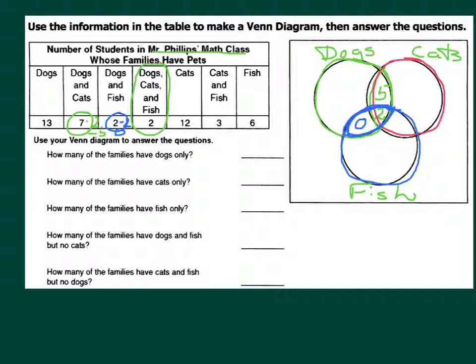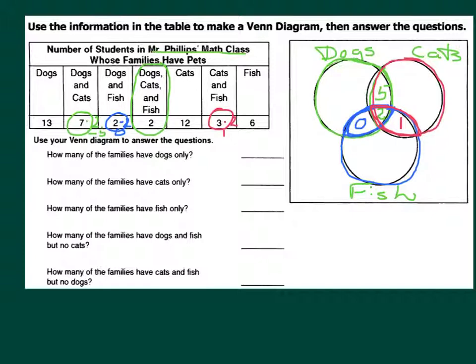Okay, let's look at fish and cats. All right, so cats and fish, we know there's going to be 3 in the overlap altogether. Here's the overlap between cats and fish right here. We already have 2 people in there, so we've got to put 1 more in there, because 3 minus the 2 that are already in there gives us 1. All right, now we're ready to do the big circles.